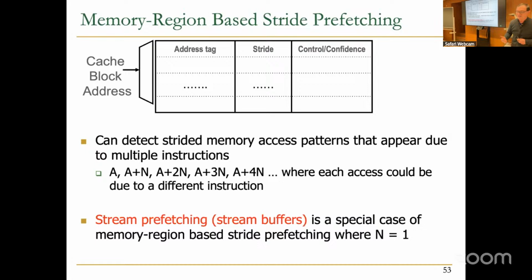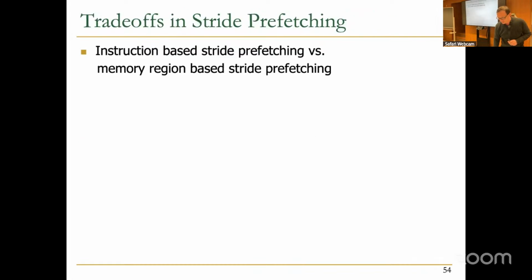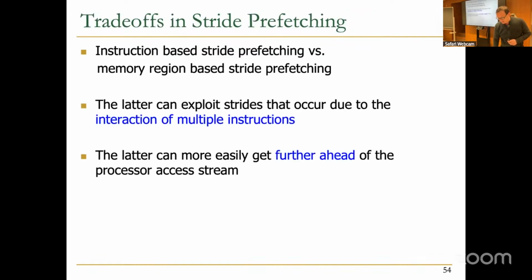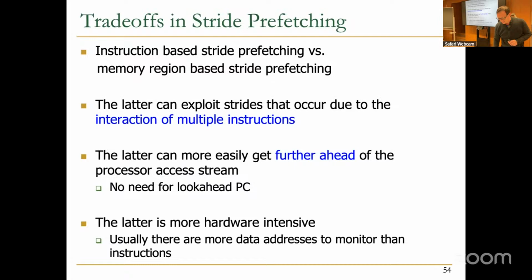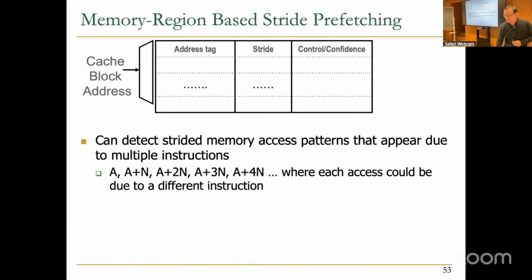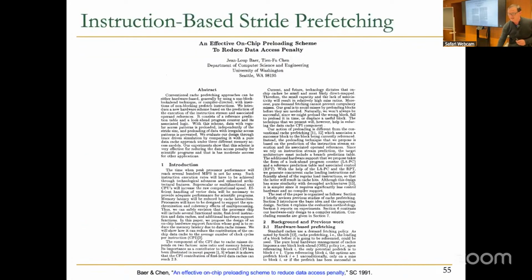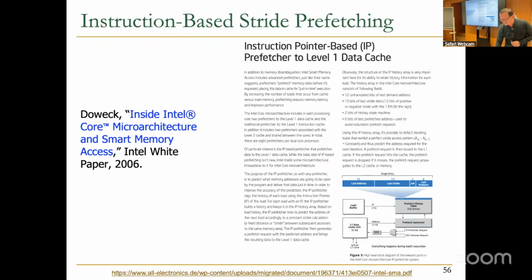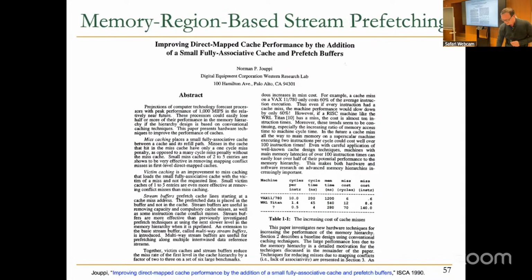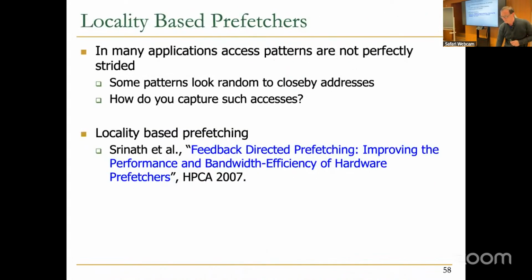Now, stream prefetching. A stream buffer is a special case of memory region-based stride prefetching where N is 1. And that was IBM Power 4. Basically, the memory region-based approach is a little bit more hardware intensive, but it's actually used in many processors. Many processors actually use instruction-based stride prefetching also. For example, Intel, where when they used to write papers, they talk about that, and also a memory region-based stream prefetching that we've seen.